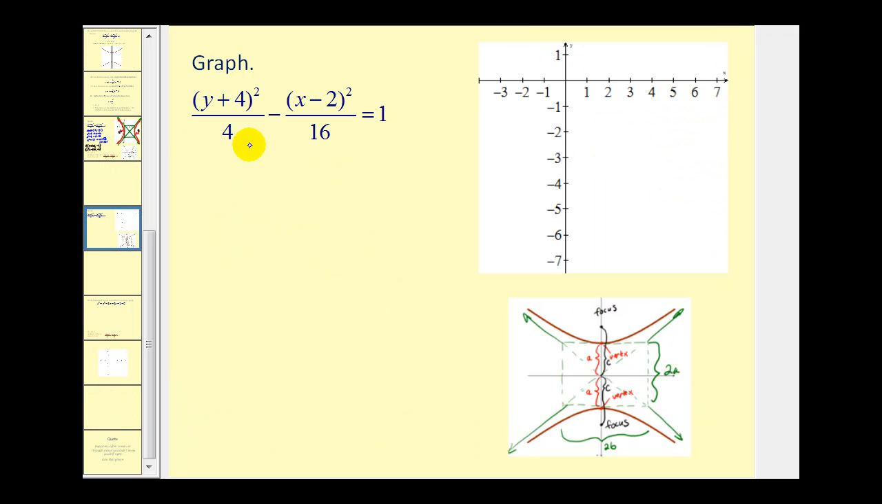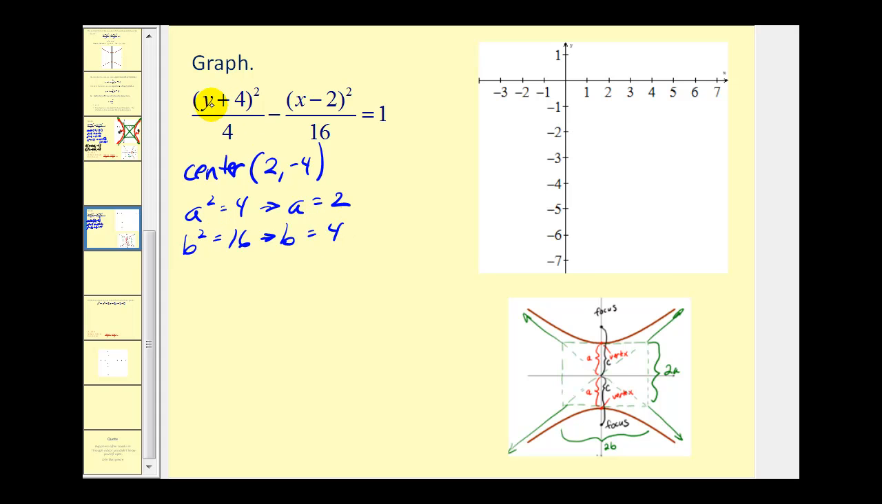Notice on this hyperbola, the y part is the positive part, which means our transverse axis is now vertical, and therefore the hyperbola will open up and open down as we see pictured here. Our center will have the coordinates positive 2, -4. A squared is equal to 4, therefore a is equal to 2. B squared is equal to 16, b equals 4. Remember, a squared is always the denominator of the positive part.